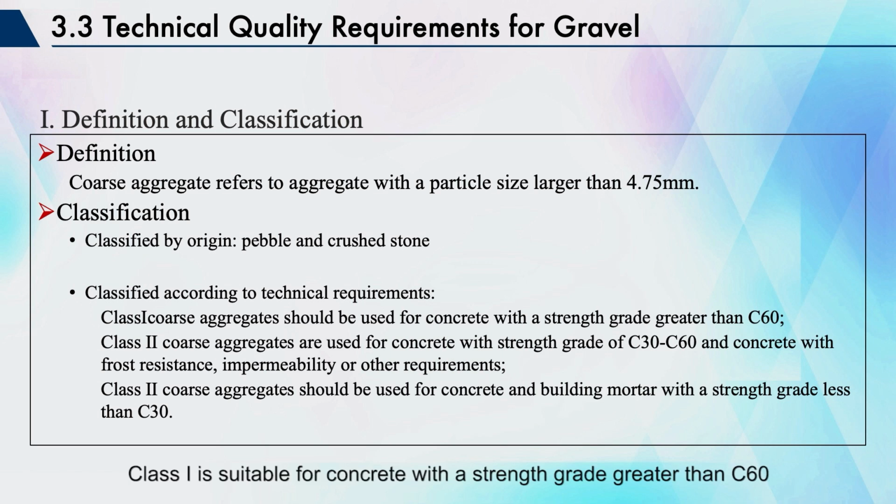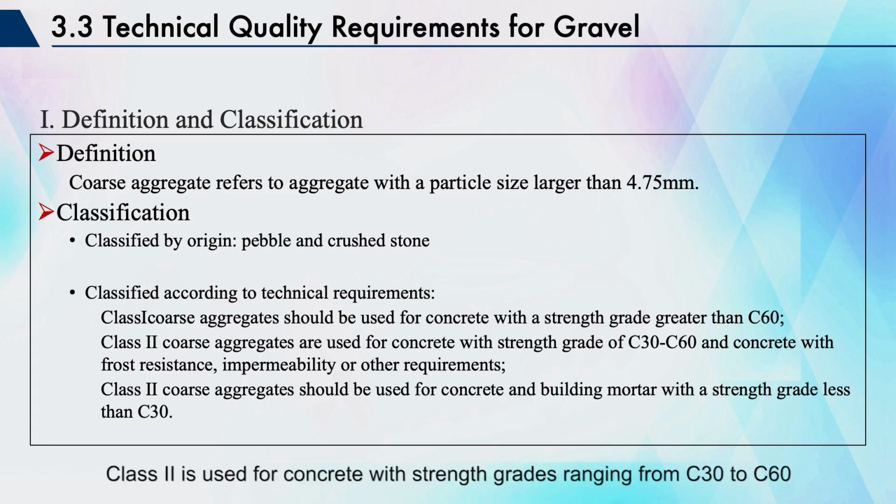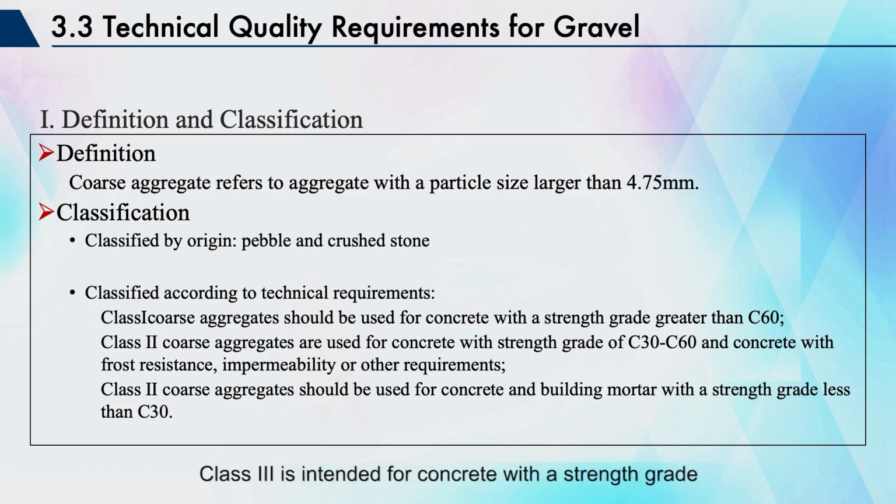Class 1 is suitable for concrete with a strength grade greater than C60. Class 2 is used for concrete with strength grades ranging from C30 to C60, as well as for requirements such as frost resistance, impermeability, or others. Class 3 is intended for concrete with a strength grade less than C30 and construction mortar.